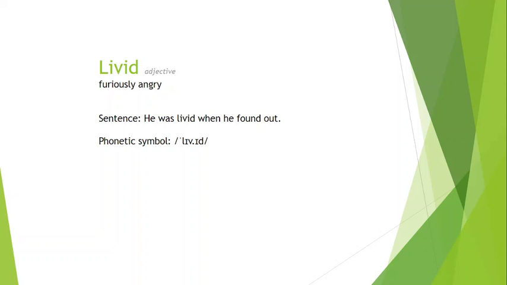Livid. Livid means furiously angry. For example, he was livid when he found out. And livid is an adjective. Phonetic symbol is here.